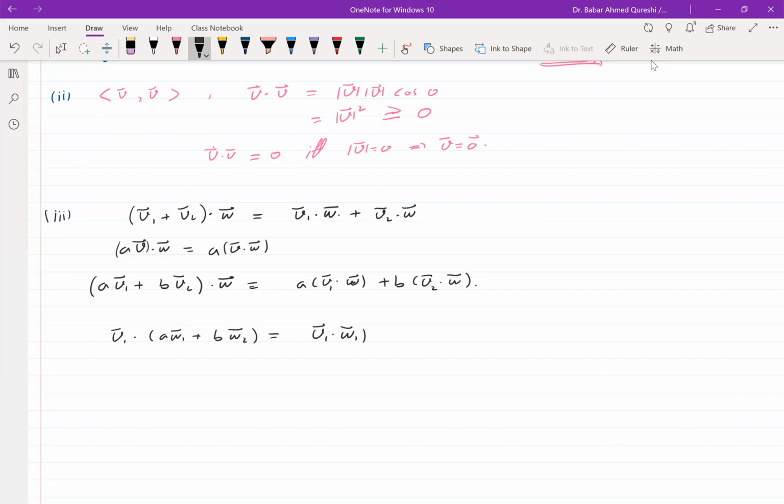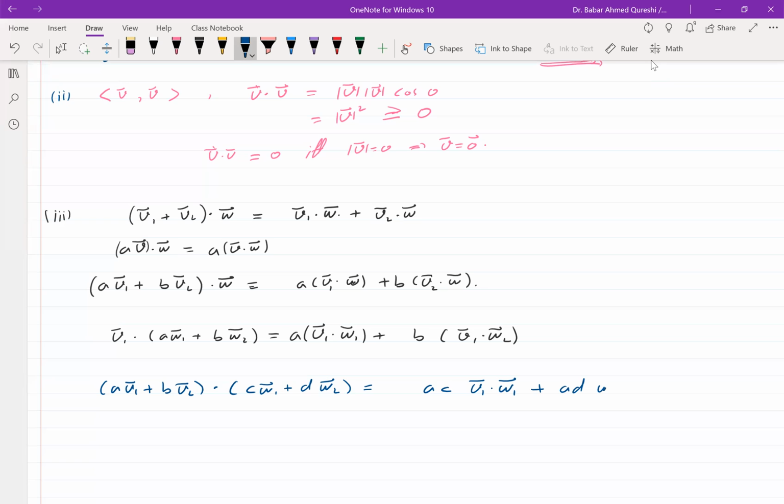V1 dot W1 times A is B V1 dot W2. So in general, this thing breaks up. Dot, this is completely general. They're just going to break up in the obvious way. Plus AD V1 dot W2 plus BC V2 dot W1 plus BD V2 dot W2. So this is the linearity of the scalar product.